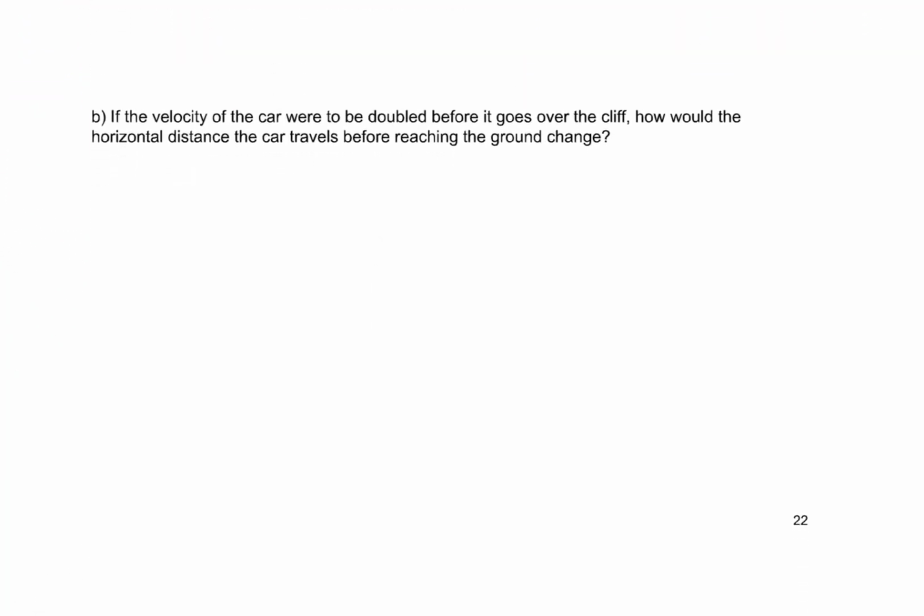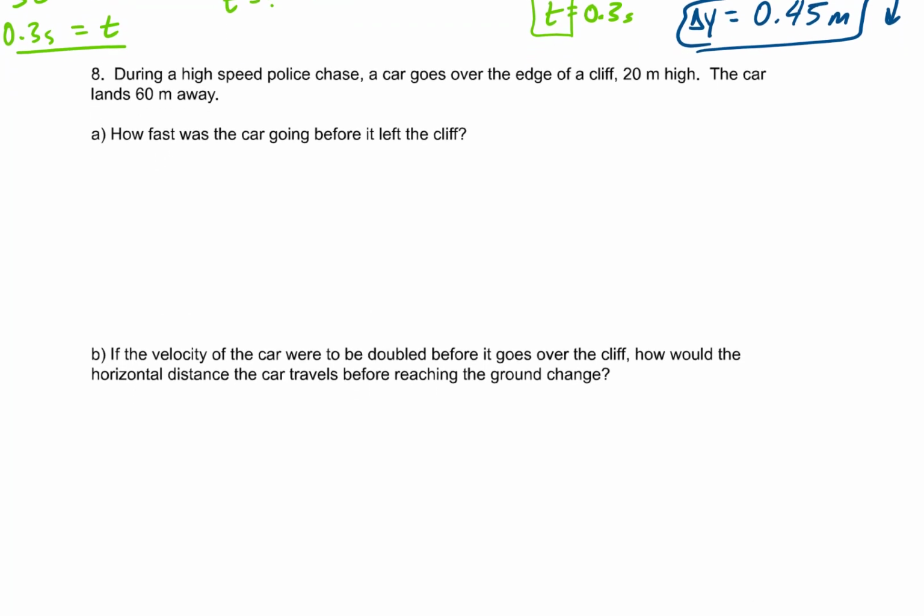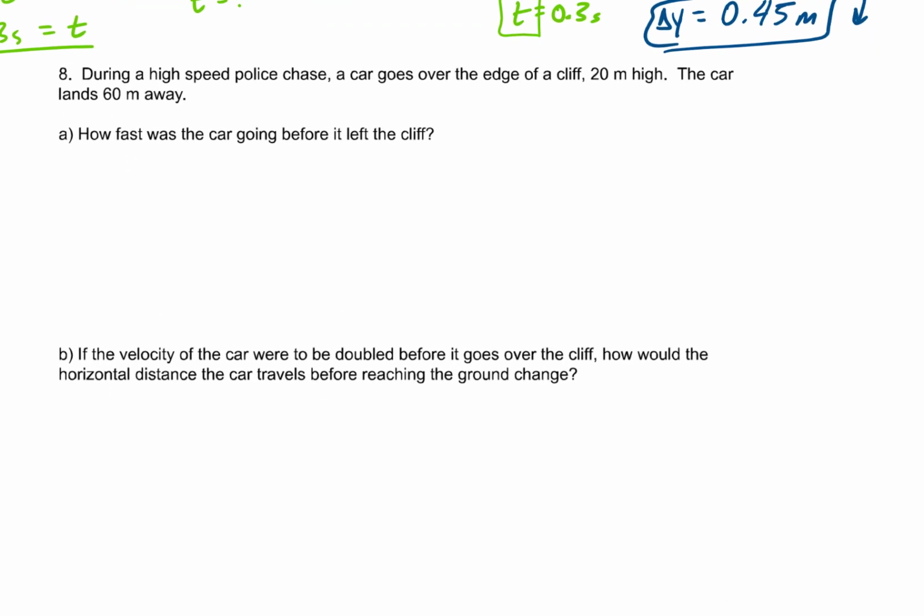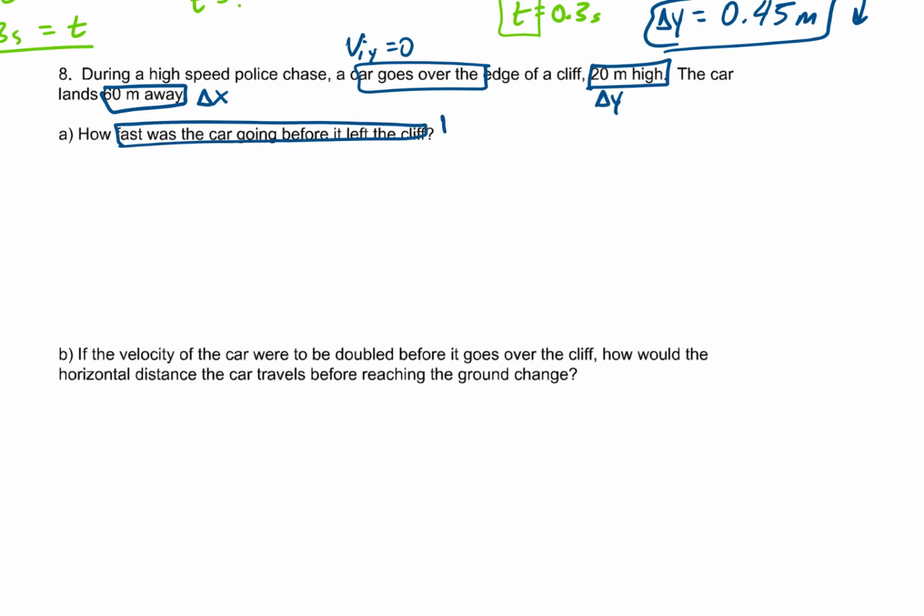All right, last question. During a high-speed police chase, a car goes over a cliff 20 meters high. The car lands 60 meters away. So it's going to launch itself horizontally. That means the initial velocity in the y direction is 0. It's 20 meters high, that's our delta y. We land 60 meters away, that's our delta x. If we want to know how fast the car was going before it left the cliff, that's the initial velocity in the x direction, because as we leave the cliff, we're going to fly off horizontally.